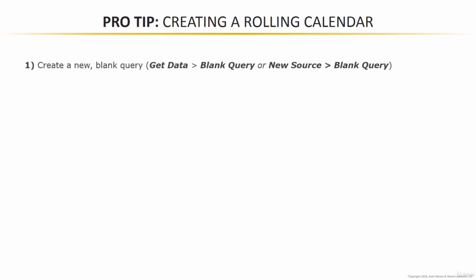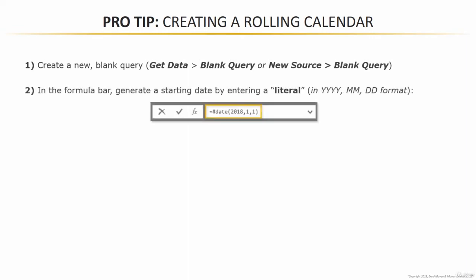So step one, this is going to be a great time to test that blank query option that I showed you earlier. So we'll create a new blank query, and then in our formula bar, we're going to generate a starting date by entering something called a literal. And you're going to write it exactly like it's shown here with a hash mark, the word date, and then a starting date, whatever you choose, in the year, month, date format. So in the example we're looking at here on the slide, this would represent January 1st, 2018.